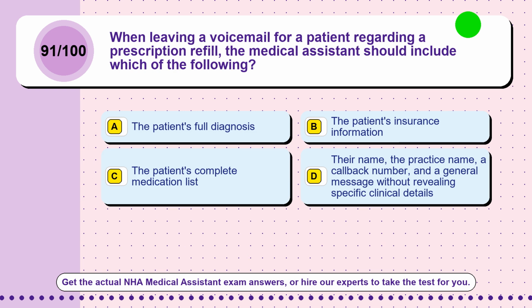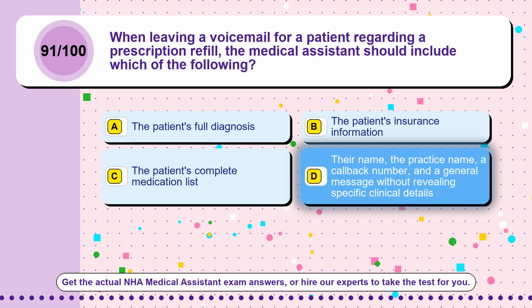Question 91. Which of the following conditions is an inflammation of the lining of the stomach and intestines, often caused by a virus or bacteria? Option A, gastritis. Option B, gastroenteritis. Option C, colitis. Option D, diverticulitis. The correct answer is option B. Gastroenteritis.